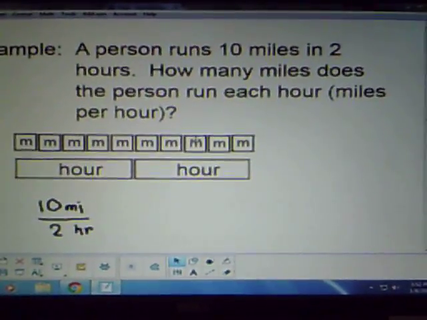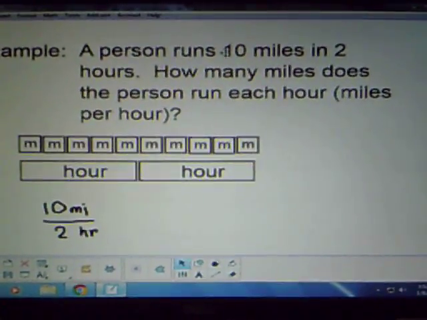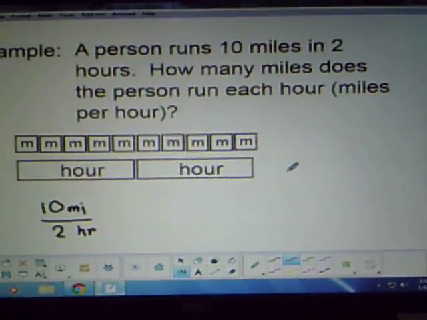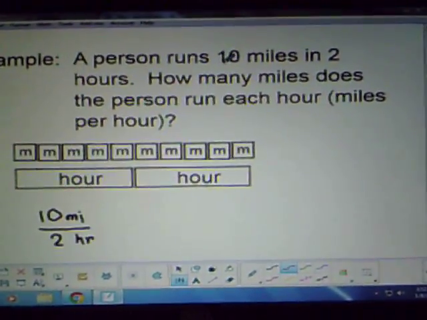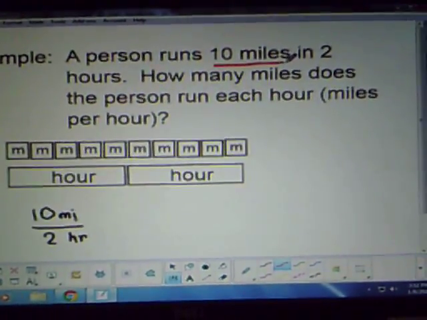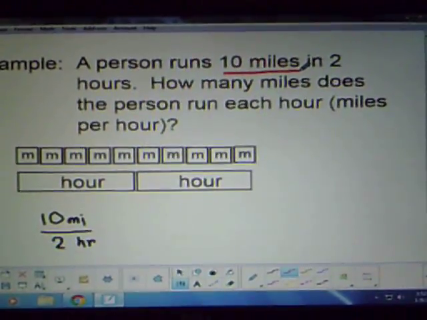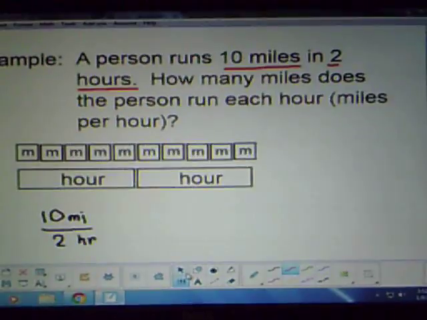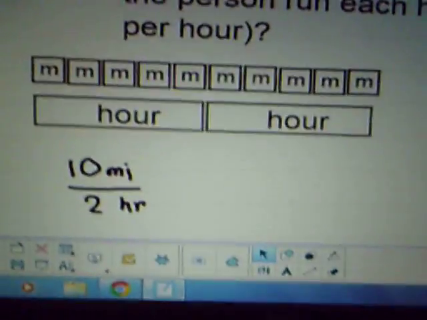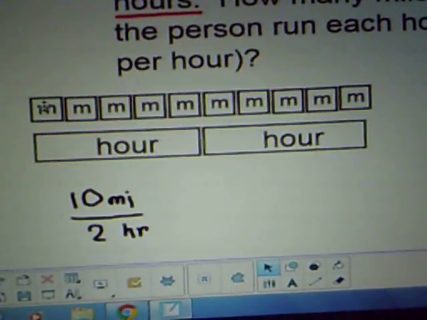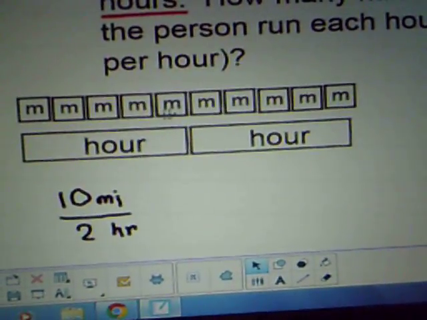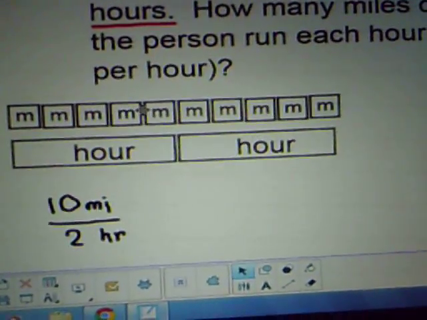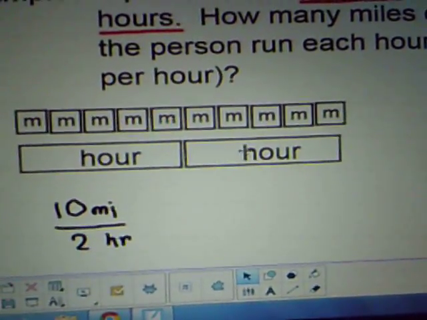So first, let's set up a ratio. We have to look in the problem, and what we'll see is that the problem gives us some information. The information that the problem gives us is that the person runs 10 miles in 2 hours. So first, what I did here is I just made a model to represent that. I did 10 little blocks to represent 10 miles, and that person runs those 10 miles in 2 hours.